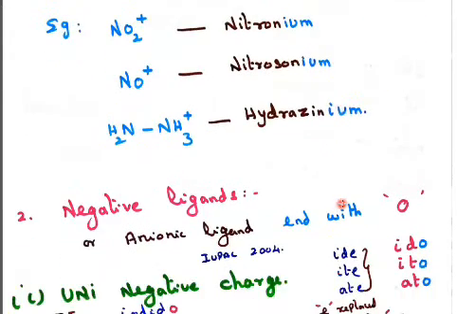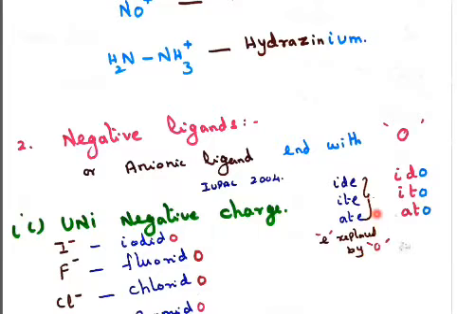Then negative ligands end with the suffix -o. In 2004 they fixed this convention of ending the negative ligand with -o. For example, sulfide, sulfido; sulfite, sulfito; sulfate, sulfato. So the final E is replaced by O. So what I have written: -ide, -ido; -ite, -ito; -ate, -ato.